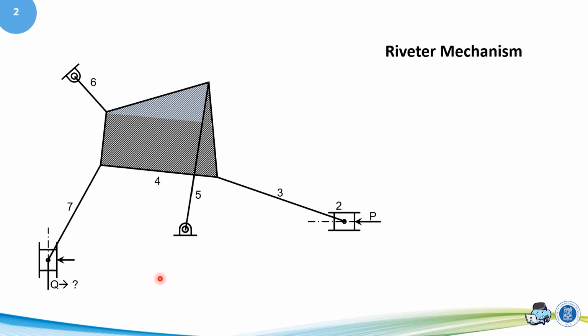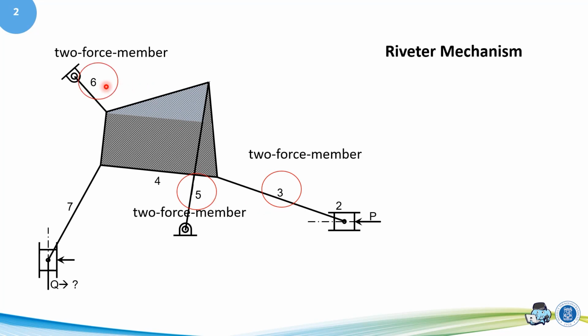To solve this problem, first you need to identify the two-force members. As you can see, link number 3 is a two-force member, link number 5 is also a two-force member, link number 6 is also a two-force member, and link number 7 is also a two-force member.